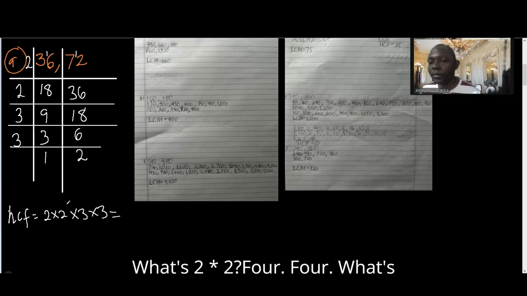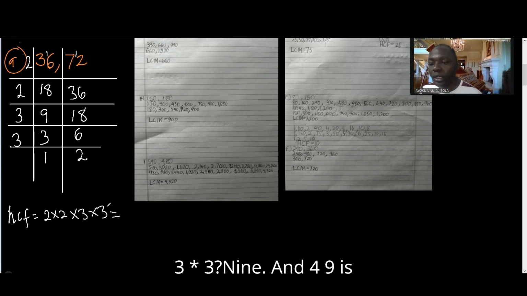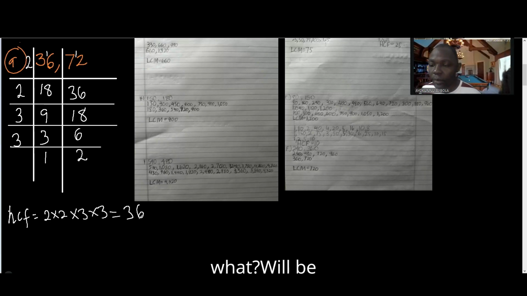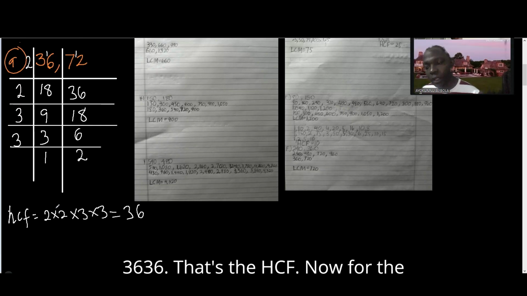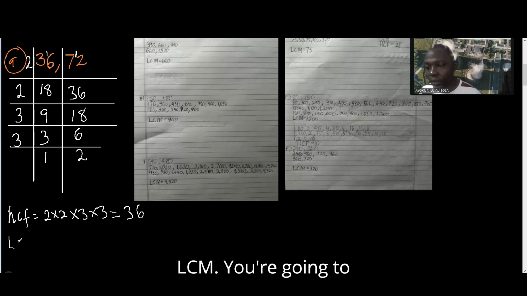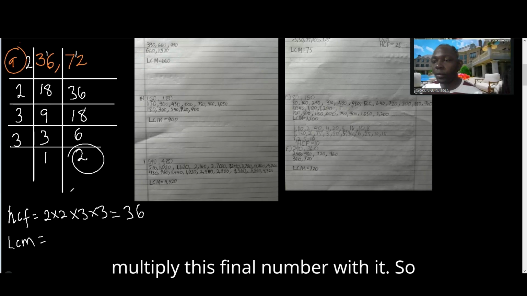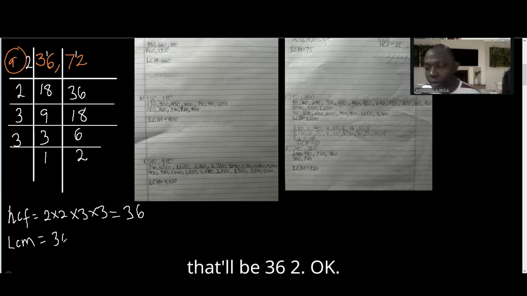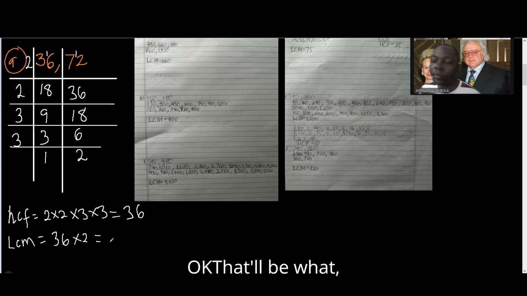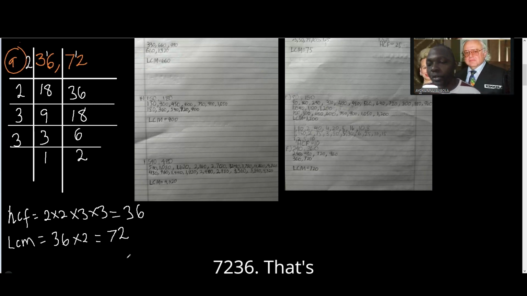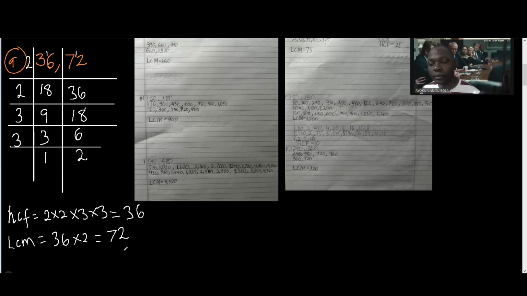What's 2 times 2? 4. What's 3 times 3? 9. And 4 times 9 is what? 36. That's the HCF. Now for the LCM, you're going to multiply this final number with it. So that'll be 36 times 2, okay? That'll be what? 72. That's 72, okay?